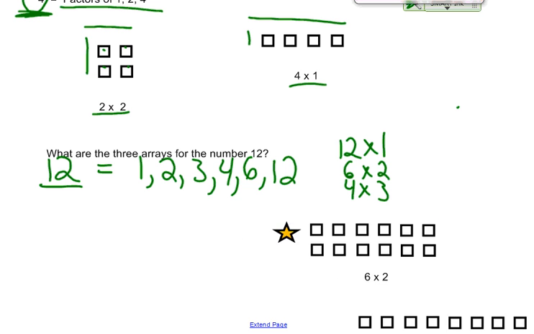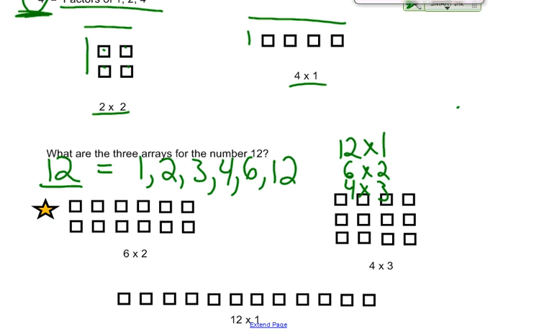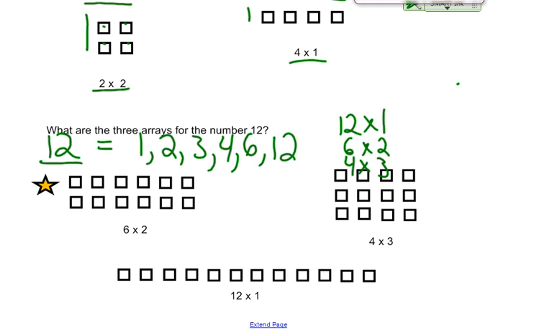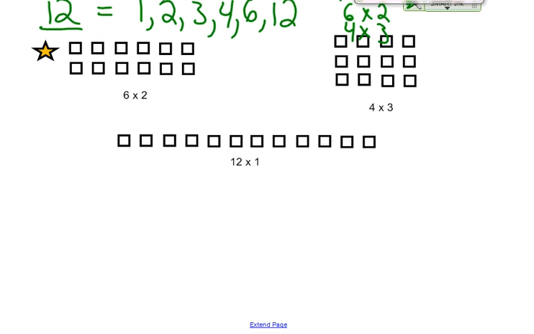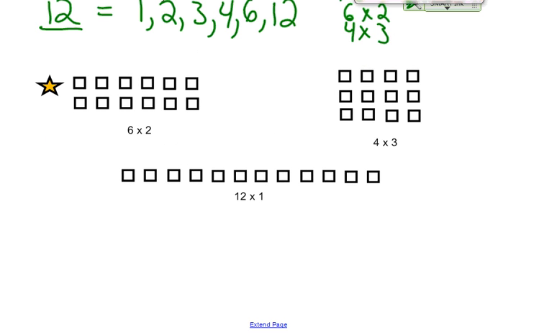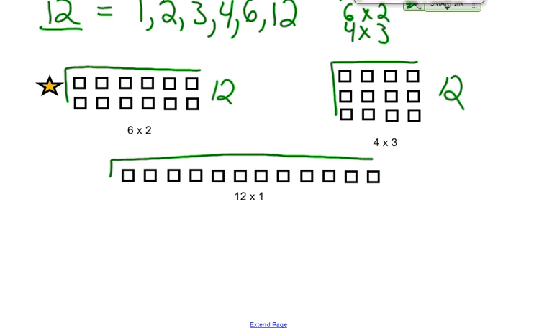Right? And so you can see how these arrays would then look. Right? As I've created the arrays for you, right? We have a 6 by 2, right? 2 high, 6 wide, right? That equals 12. We have a 3 high, 4 wide, right? That becomes an array of 12. And then, of course, you have the 1 by 12, just like you see here, which, of course, equals 12. And so you have that idea.